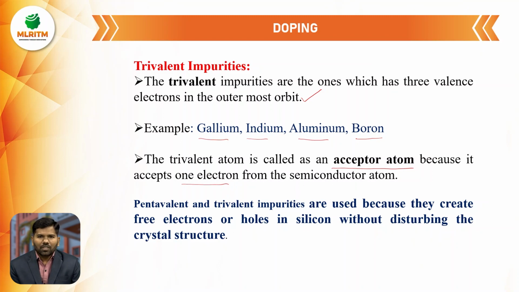Why are we using only pentavalent and trivalent impurities as doping elements? Because they create free electrons and holes in the semiconductor material without disturbing the crystal structure, and they form a strong covalent bond. That is the reason we use pentavalent and trivalent impurities in the doping process.